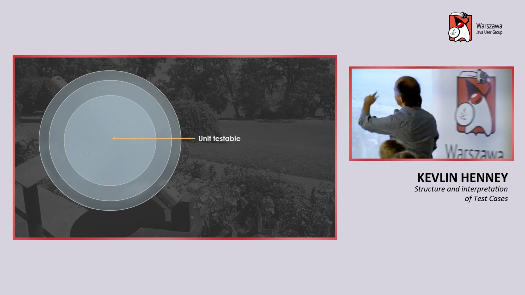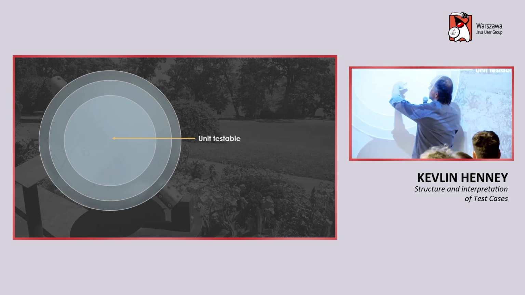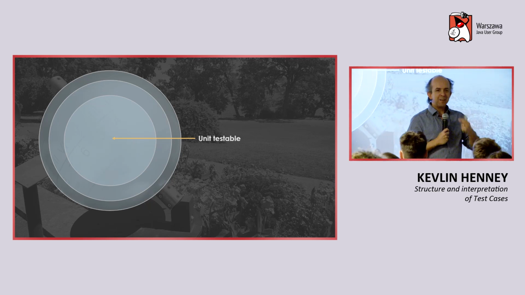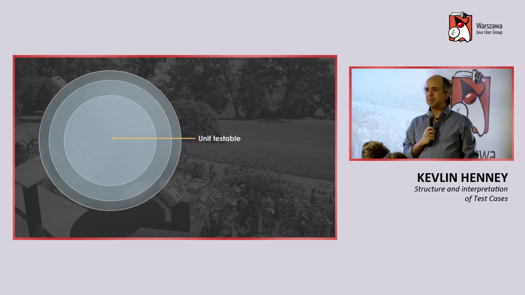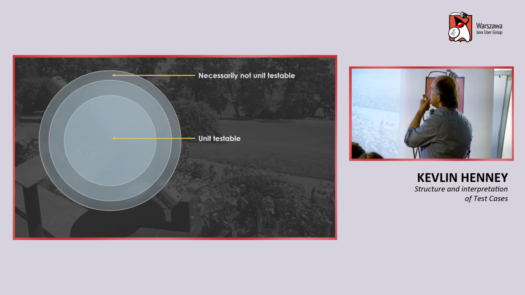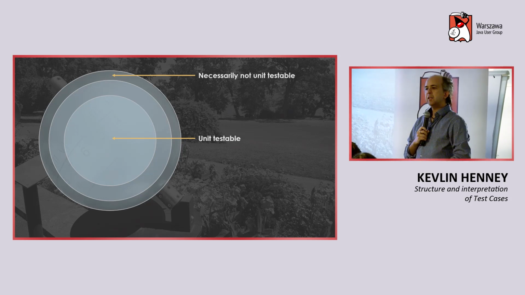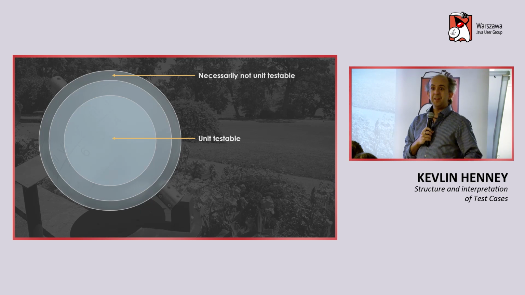This graph, I used to have this drawn differently. It used to have a little circle inside it. But I think we should aim for something. So this is the code of yours that is unit testable. This bit on the outside, this is necessarily not unit testable. It's not unit testable and should not be unit testable because it's the bit of the code that actually has to deal with the mess that is the outside world.